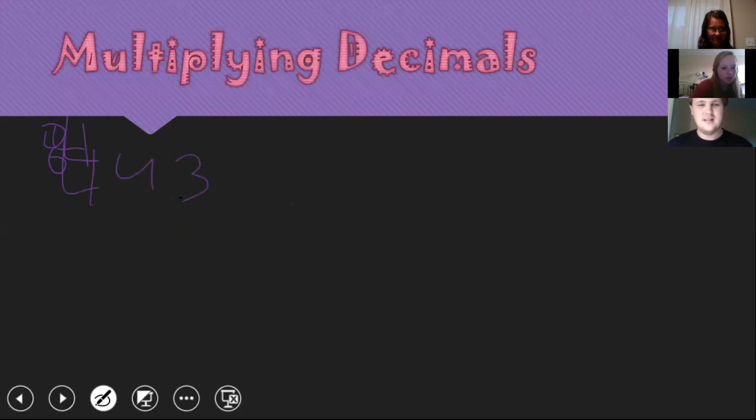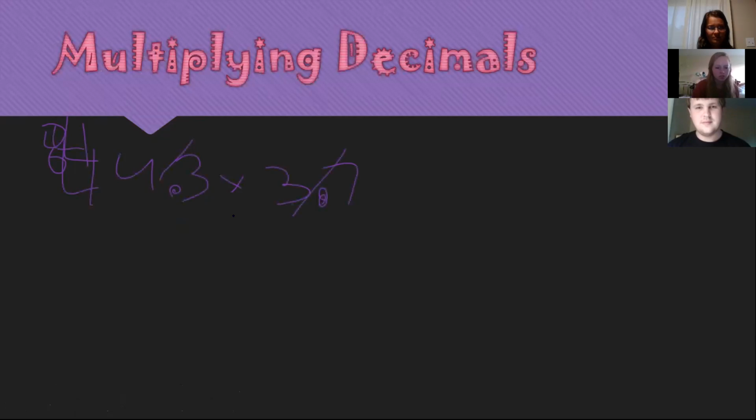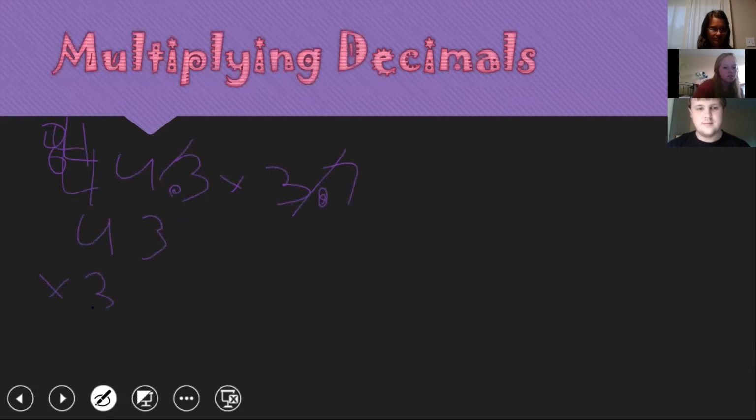Okay, so 4.3 times 3.7. So the first thing when you multiply is we're going to try to get rid of these decimals because they make the problem really, really confusing. So we're just going to kind of ignore them. And I don't know why my computer's glitching out right now. So we're going to rewrite it like this. 43 times 37. So it looks a little bit normal, and it's not as complicated as using the decimals. Those are kind of tricky.